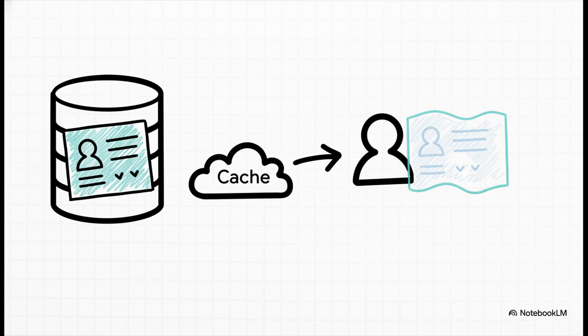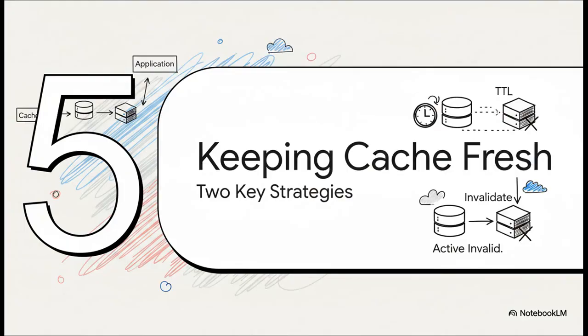And the scary part is, the application doesn't know. It sees a cache hit, and it just happily serves up that old, incorrect data to the next user, breaking the promise of data consistency. So how do we fight off these data ghosts? How do we keep our cache fresh and accurate?